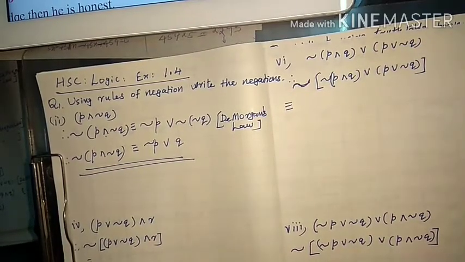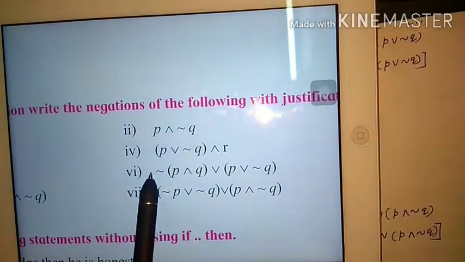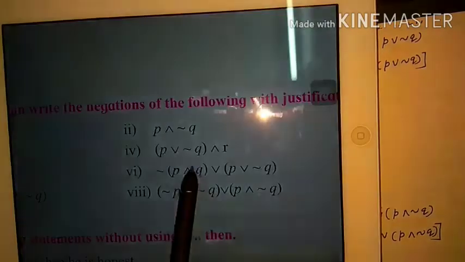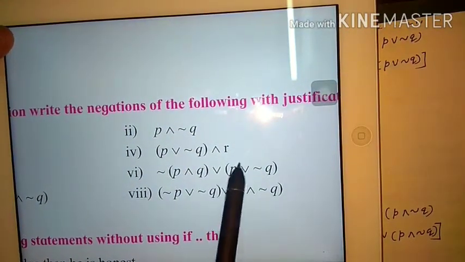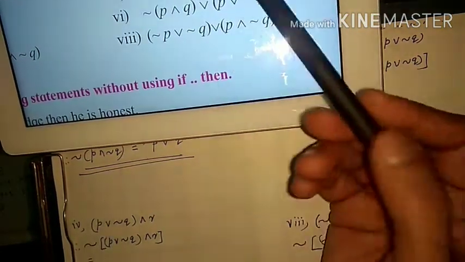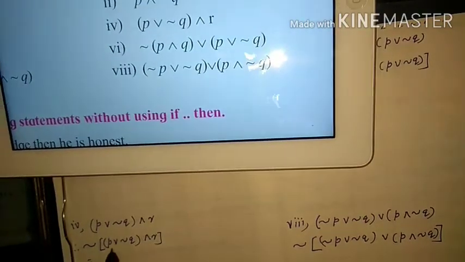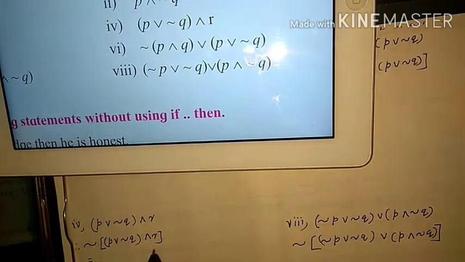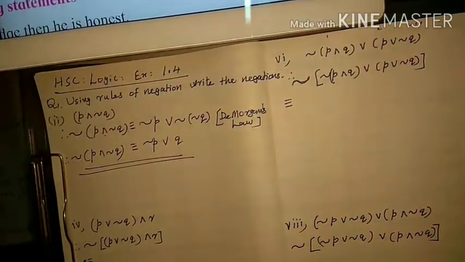That's it. Now question number, next one, 4. Given statement is P, disjunction, negation Q, conjunction R. Its negation we want. That's a statement here. Its negation, that is here, negation of.